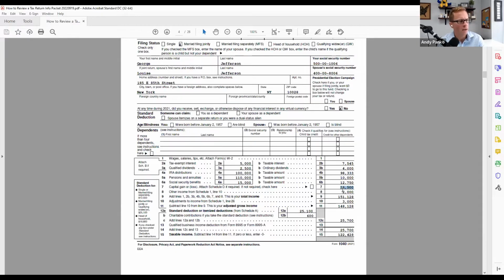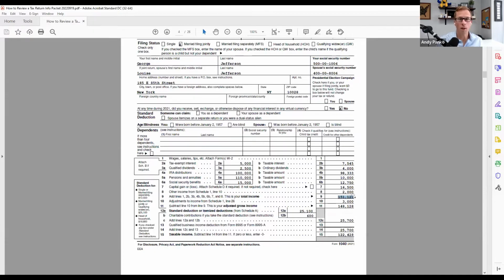Anyway, so that's line 8. There's a lot of stuff that goes in here, or could go into here. In this example, I'm showing some rental income, which I'll hit on in a moment. And then line 9, this just simply sums up everything above. Easy enough. Adjustments, line 10.